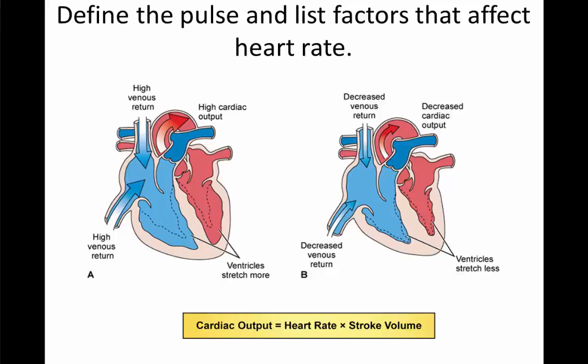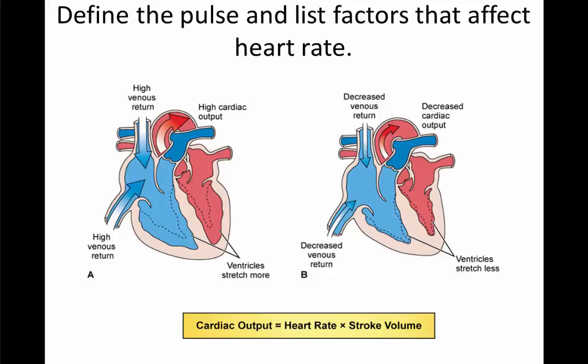On the right side might be an example of where I'm sitting at home watching TV. I'm not returning as much blood to my heart through my veins because I'm sitting on the couch not really moving. Therefore, my ventricles stretch less, and each time they beat, they're actually pumping out less volume. Therefore, my stroke volume is decreased.